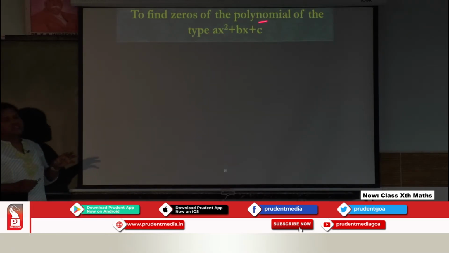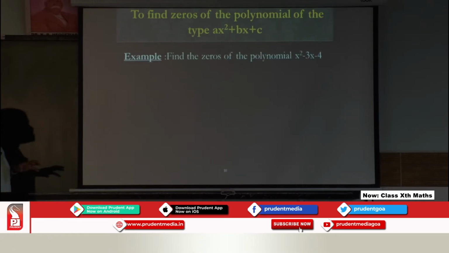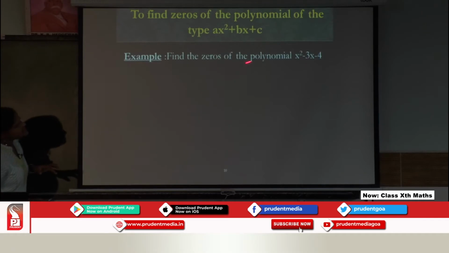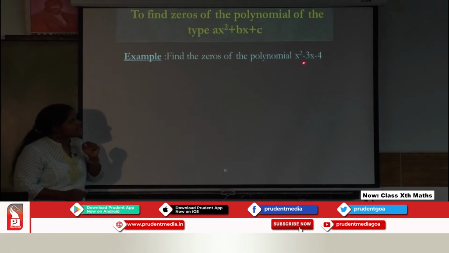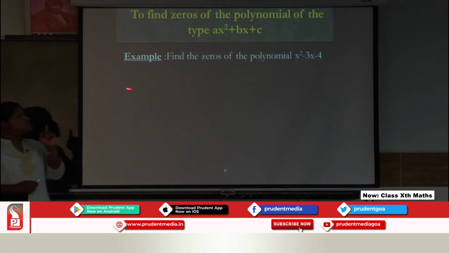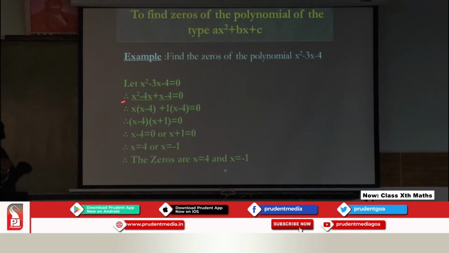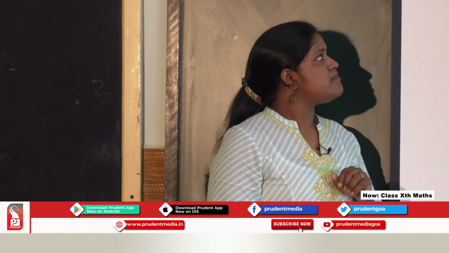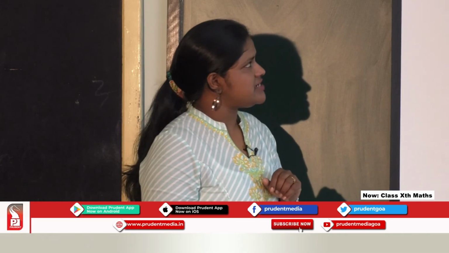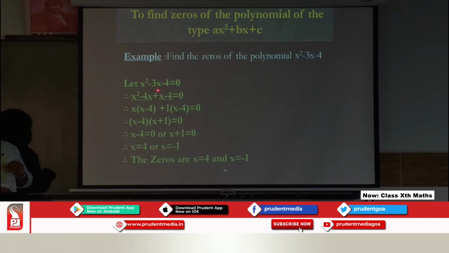So let us have a look at the first type. So I have a problem here, find the zeros of the polynomial x square minus 3x minus 4. So this is the problem which carries 3 terms, a, b and c. Okay. Now how to find zeros? So we start with: let x square minus 3x minus 4 be equal to 0. Now this we have learned in 9th standard, splitting the middle term, how to find the factors so that this minus 3 is split using the factors of 1 and 4.